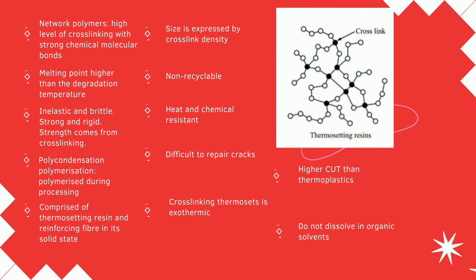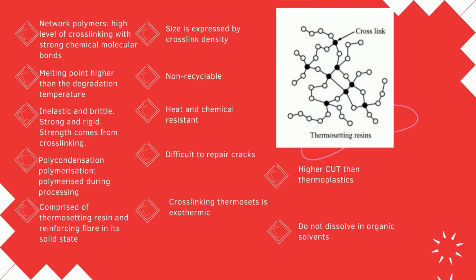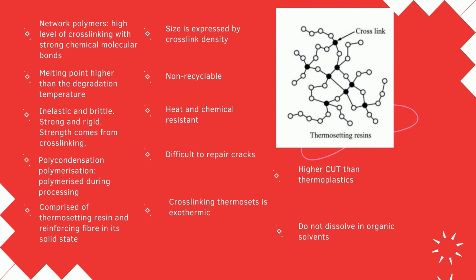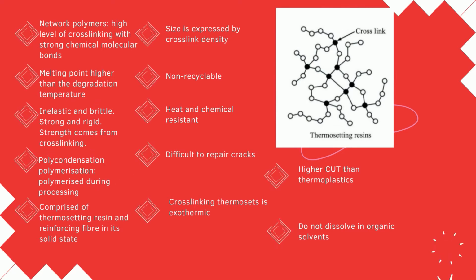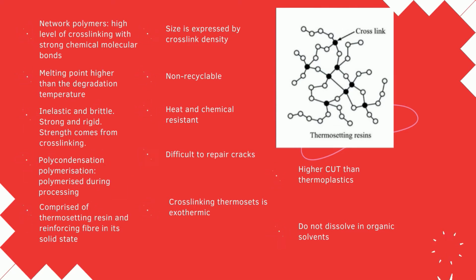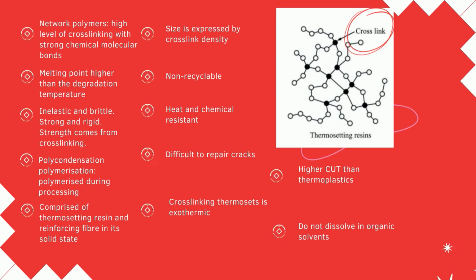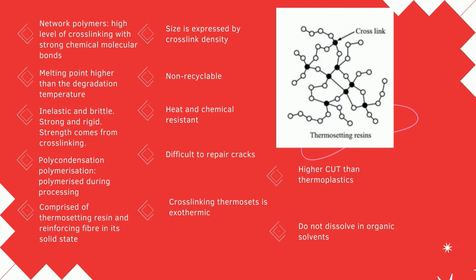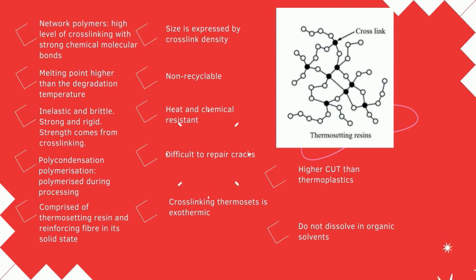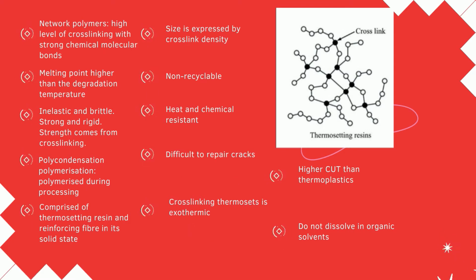For the properties of thermoset, it's a network polymer, with a high level of cross-linking and strong chemical molecular bonds. The melting point is higher than the degradation temperature. It is inelastic and brittle, strong and rigid. The strength comes from the cross-linking. It can be polycondensation polymerized during the processing, comprised of thermosetting resin and reinforcing fiber in its solid state. Size is expressed by cross-linking density. It's non-recyclable, heat and chemical resistant, and difficult to repair the cracks. The cross-linking of thermoset is exothermic, with a higher CUT than thermoplastics, and it does not dissolve in organic solvents.